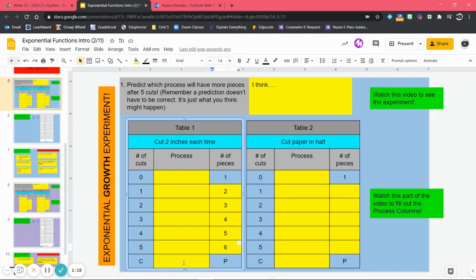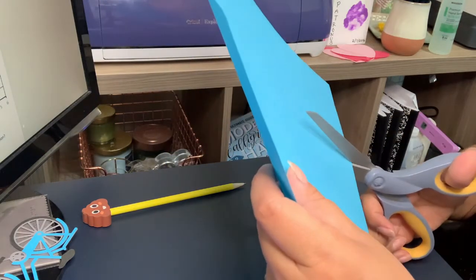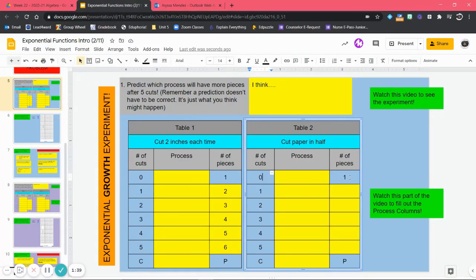We're going to fill out this process column in a moment, and now we're going to move on to table 2, where I'm going to be cutting the paper in half. So again, we'll do the process in just a moment. Notice that we're going to be doing the same thing. I'm going to be cutting the paper. I start off with 1 full piece, and now I'm going to be making my first cut in half. I have 2 pieces of paper. So after 1 cut, we now have 2 pieces.